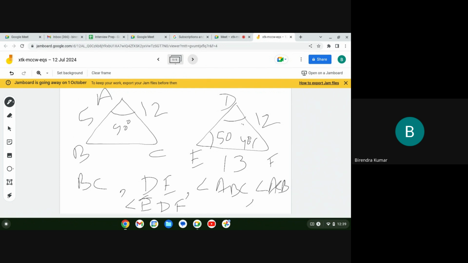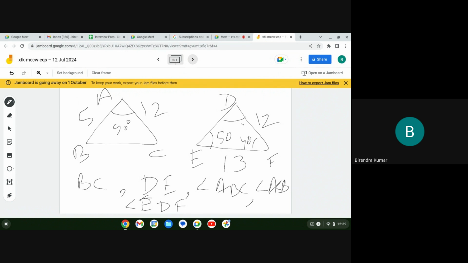Triangle DEF has one angle DEF as 50 degrees and angle DFE as 40 degrees, and the two sides DF equal to 12 and EF equal to 13. What we need to find out is the length of side BC, the length of side DE, and the value of the remaining three angles.